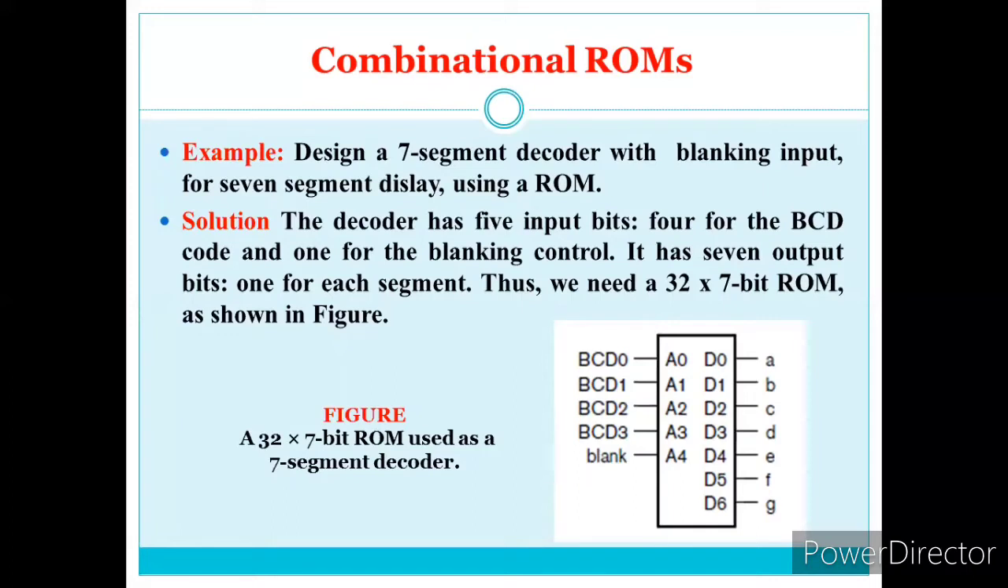But in this problem, we have added one more input called blank. Blank means nothing should be displayed. So design a 7-segment decoder with a blank input for a 7-segment display using the ROM. Thus we need a 32 by 7-bit ROM as shown in the figure. Why 32? Because of 5 address lines.